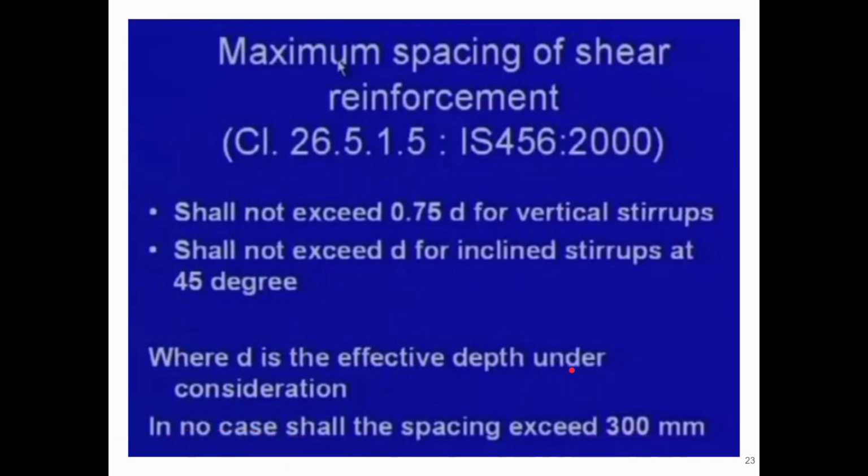So the spacing which has to be provided should be the minimum of three values: the Sv value we calculated, the value obtained from here, and 300 mm. Whichever is the minimum, we have to take that. Then only this condition will get satisfied. We will also see this when we solve problems.